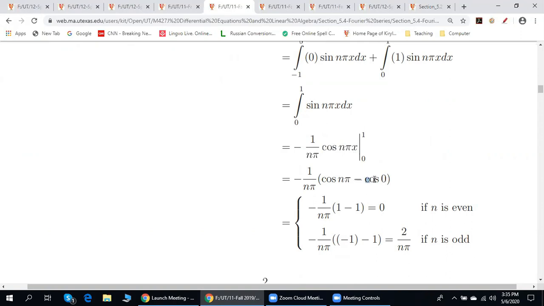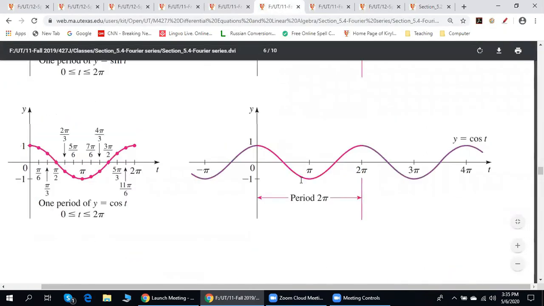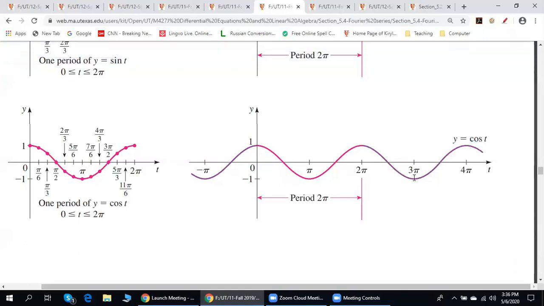Observe that cosine of 0 is 1. Now let us talk about cosine of n pi. Let us look at the graph again. Looking at the graph of cosine, we conclude that cosine of even number times pi is 1. Cosine of odd number times pi is negative 1.